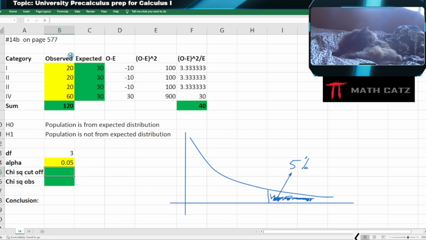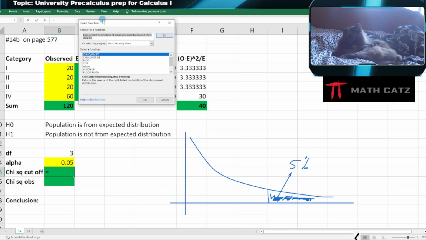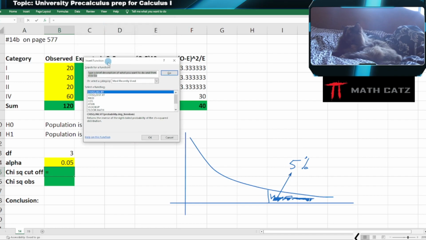But I might not know what that function is called. So I have my insert function here at the top, a little f there. I can't make this very big, unfortunately. And I can search for maybe chi-squared.